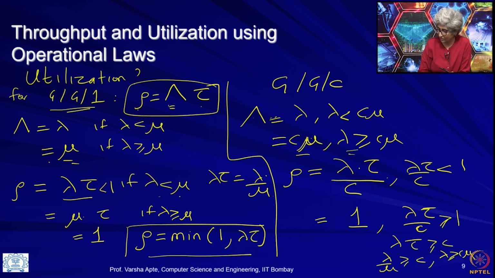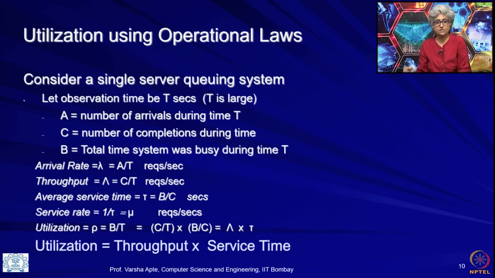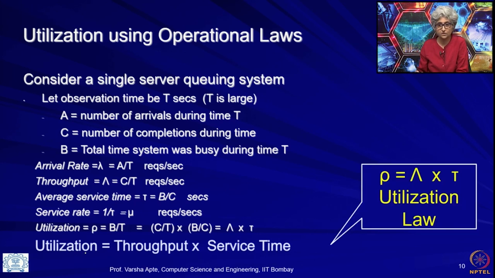So, now we have G/G/1 and G/G/C. Now, this is actually just summarizing whatever we have just talked about; I wrote it a little informally, but this is repeating everything. This is the derivation of the operational laws. I will not go over it again; this is for you to refer to once you have seen the lecture. So, this was the utilization law for a single server.